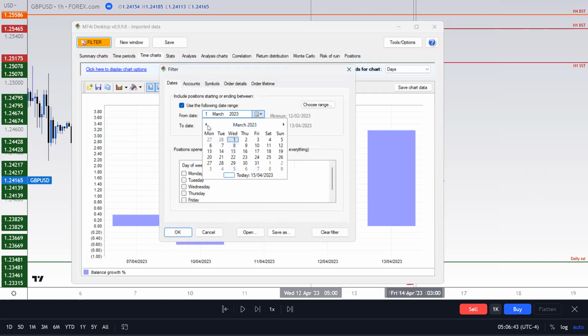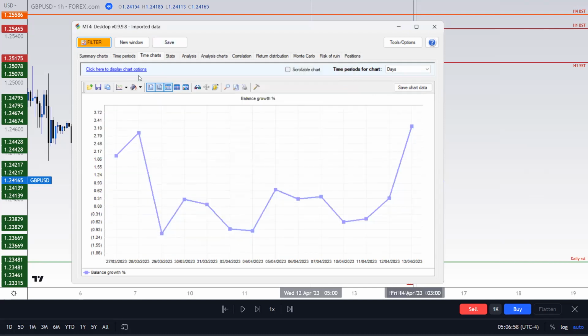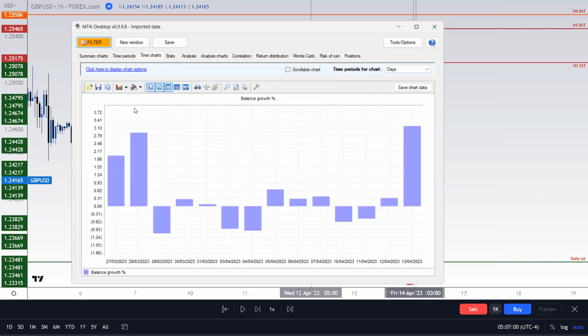So just show you from, what's this, the 15th of April. So if I show you guys from the 27th, 27th, I don't know why that's happening. Okay, I don't think this is as updated as it should be. There we go. So this is the past couple of weeks.